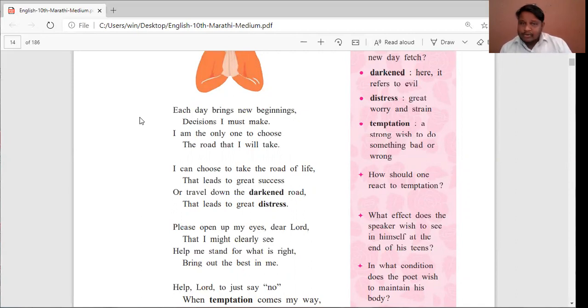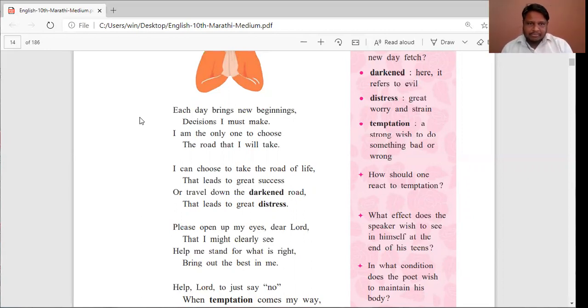By these four lines, we have to know only one thing: each day brings new beginning, and when we are living such a life as a teenager, we must get the power to make our own decisions. After that, whatever we are doing, we have to do it in the best way as well. The road means the way of life, meaning how you are living as a teenager, how you are spending your life at that time. You have to choose the right path of life.